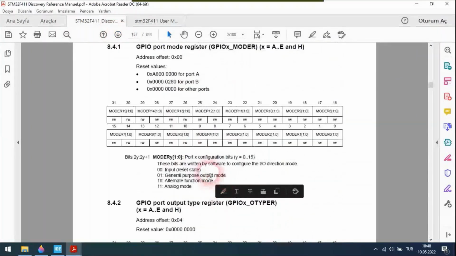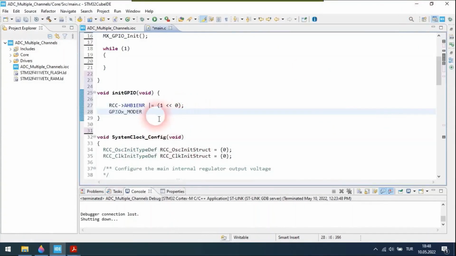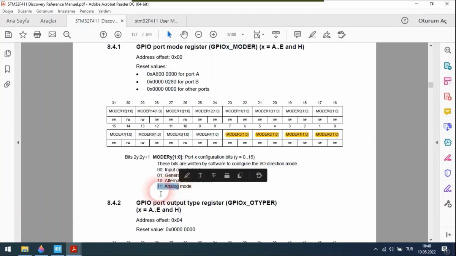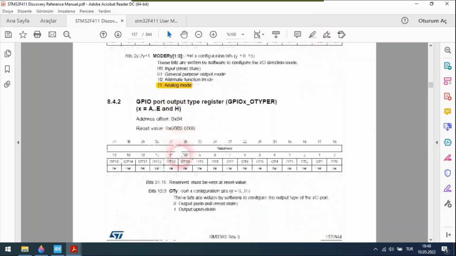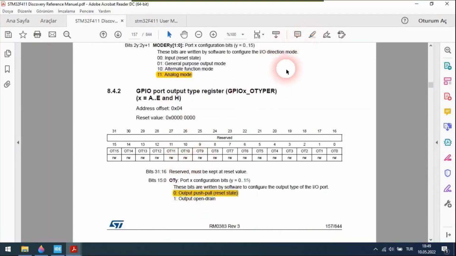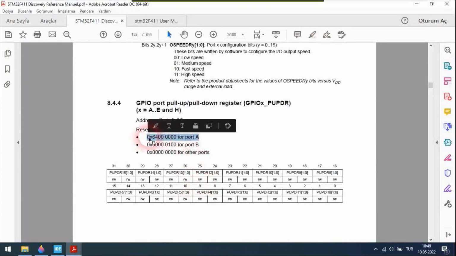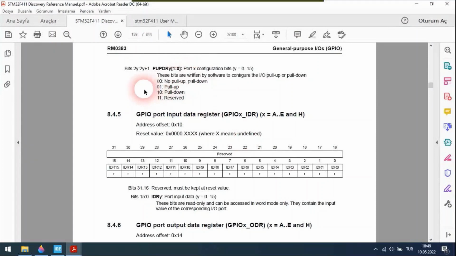Go to GPIO mode register. Set those pins as analog mode. Other registers may remain in reset mode.